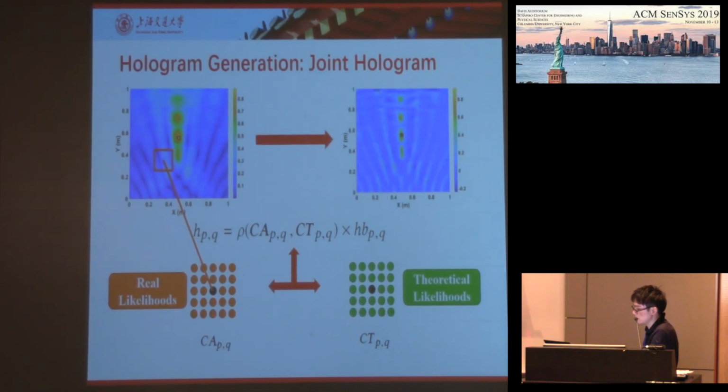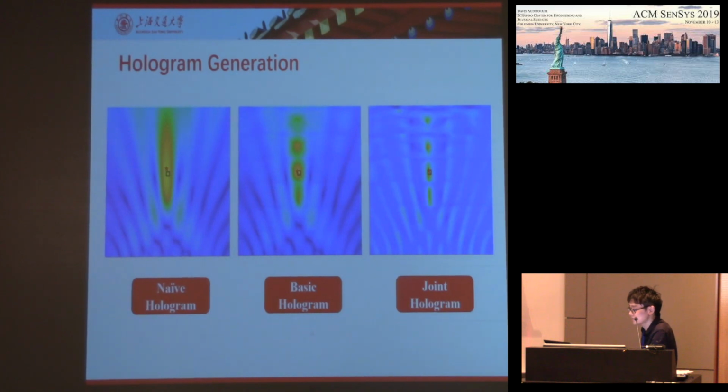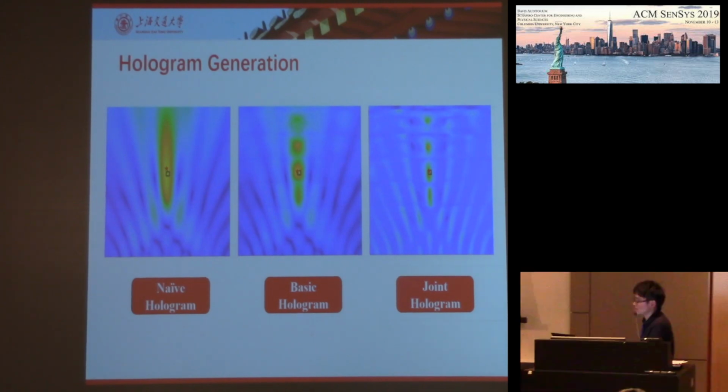Here is a joint hologram. We can find the resolution has been advanced significantly, and more importantly, the likelihoods in the joint holograms are more robust, since each likelihood considers the performance of its nearby positions and utilizes more information in the hologram. Here is a brief comparison between the three holograms. After the several processes, we can find the resolution has been improved a lot.